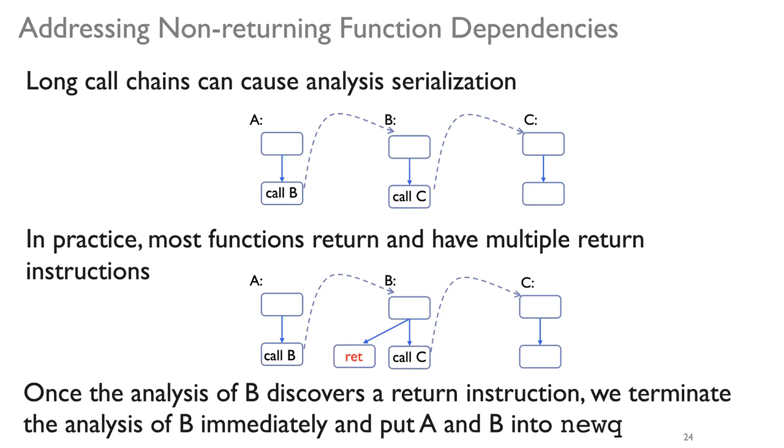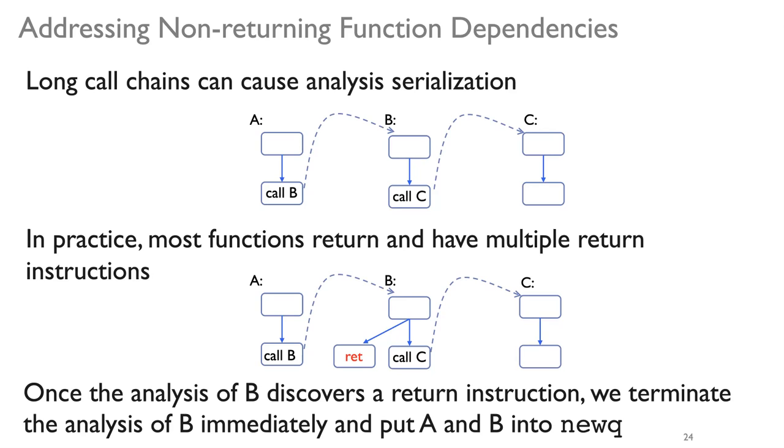Let me explain this in more detail now. Recall that to correctly determine whether we should create a call fall through edge of the call site, we need to know whether the callee is non-returning or not. Long call chains may cause analysis serialization, as shown in the first diagram. A calls B, and the analysis of A cannot continue until we know B returns or not. However, B calls C, and the analysis of B cannot continue until we know C returns or not.